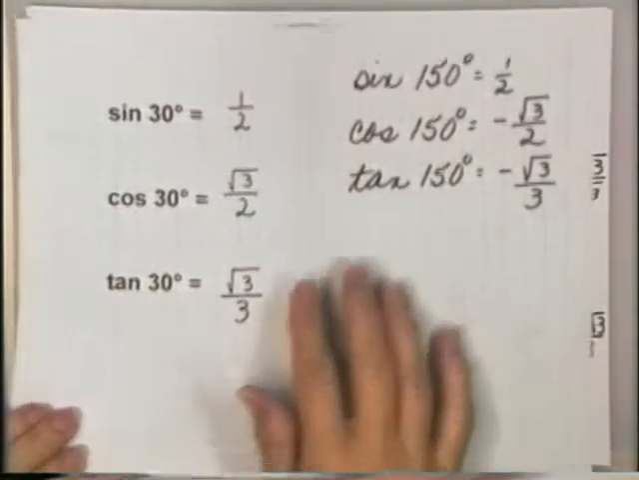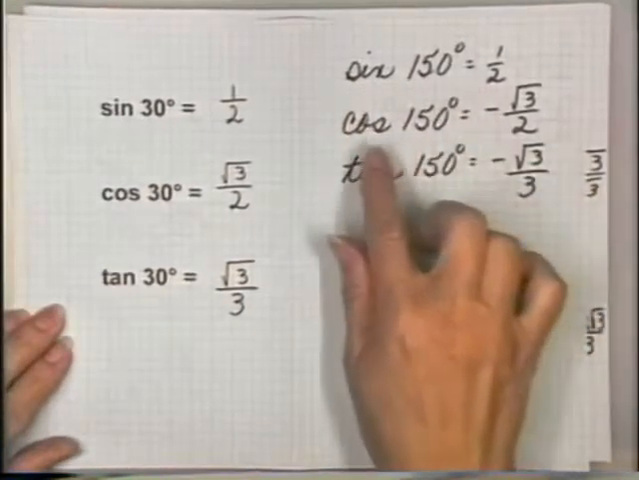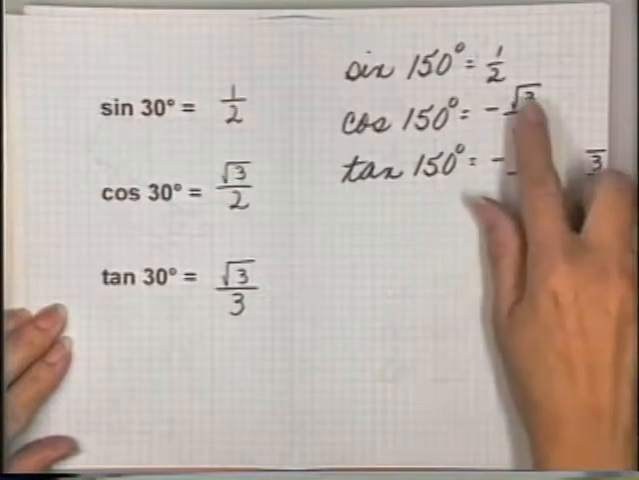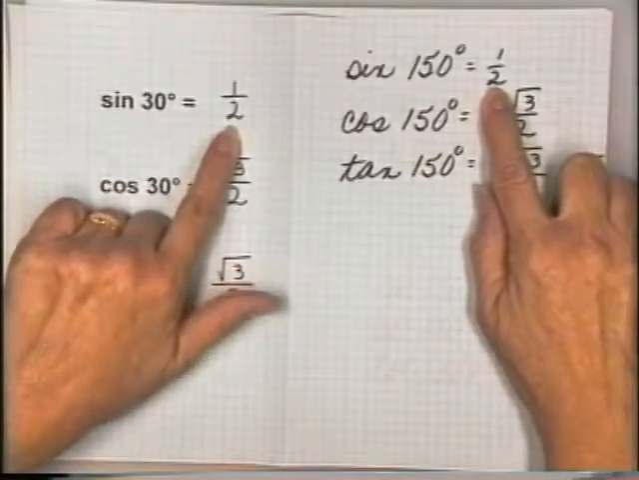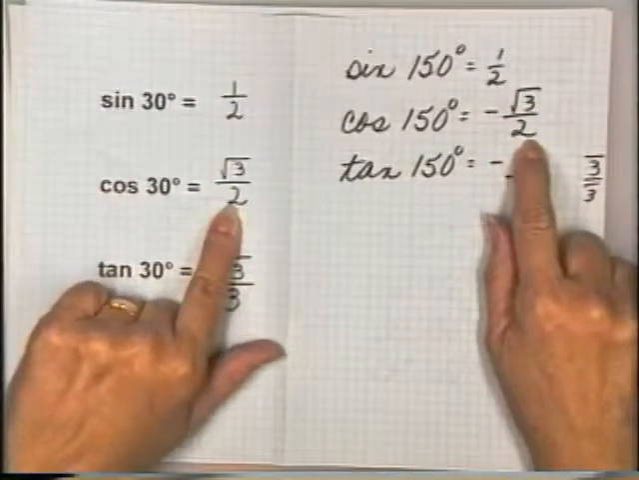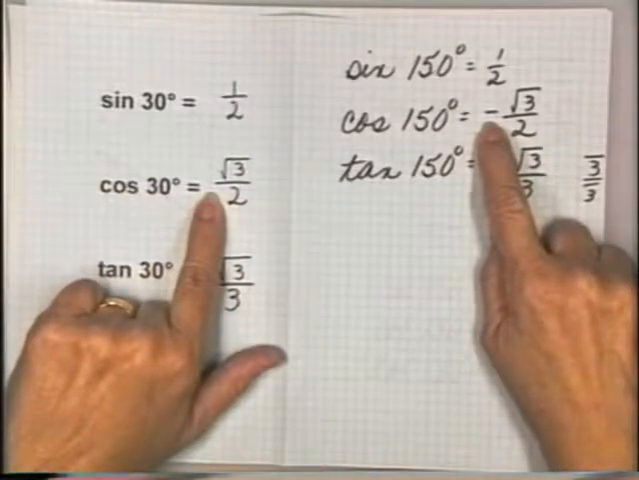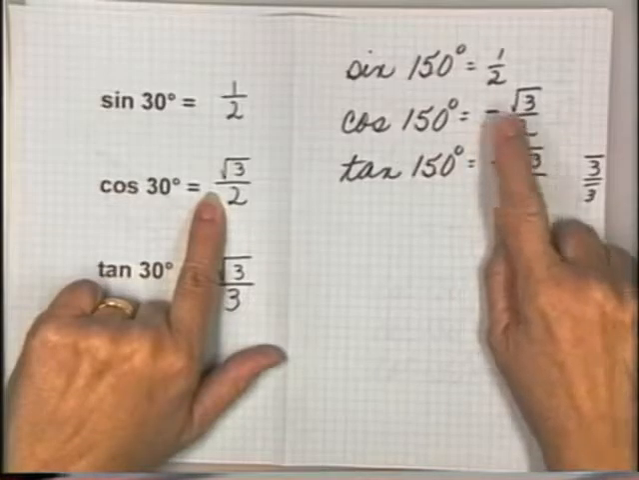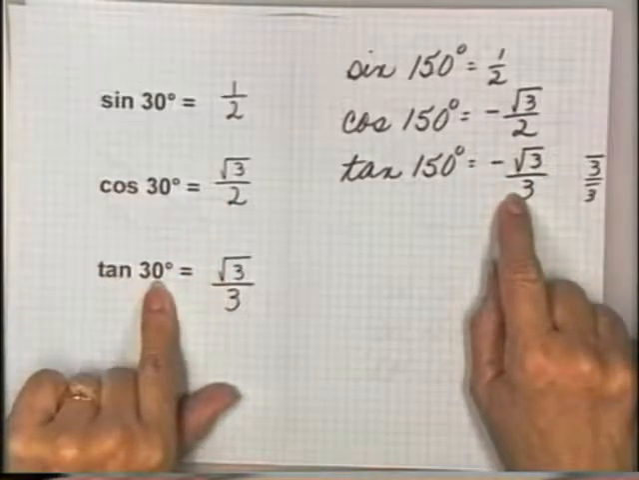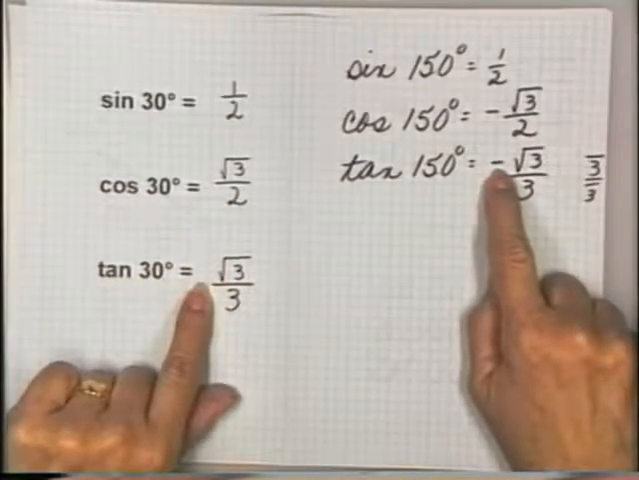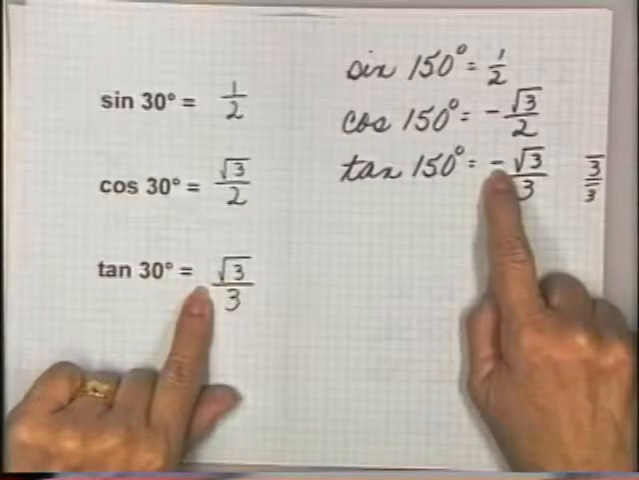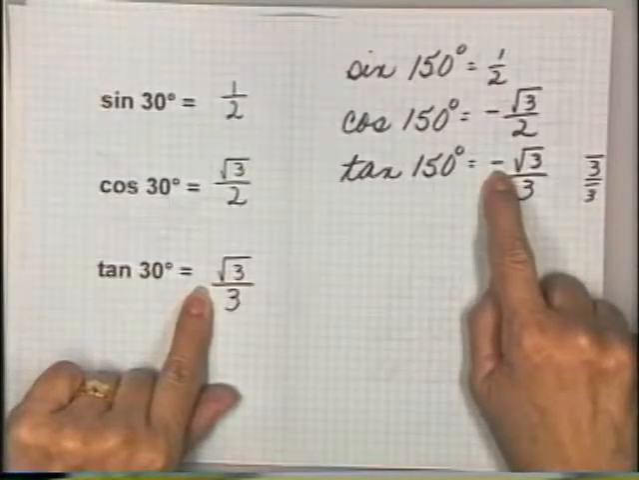Now, look at the function values for 150. The sines are the same. What's the difference in the cosines? Cosine of 30 is positive, cosine of 150 is negative. And what's the difference in the tangents? Only that the tangent of 30 is positive and the tangent of 150 is negative.